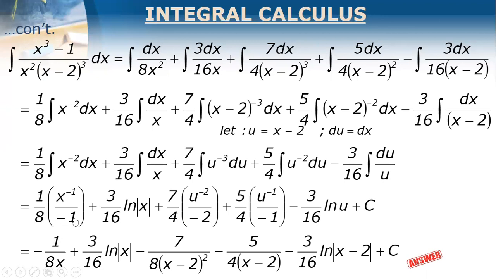1 over 8 times negative 1, negative 1 over 8, and x raised to negative 1 becomes denominator. And then 3 over 16 ln x, 7 over 4 times negative 1 half. It's negative 7 over 8. And then u raised to negative 2 transfer to denominator. Okay, so this is the final answer.